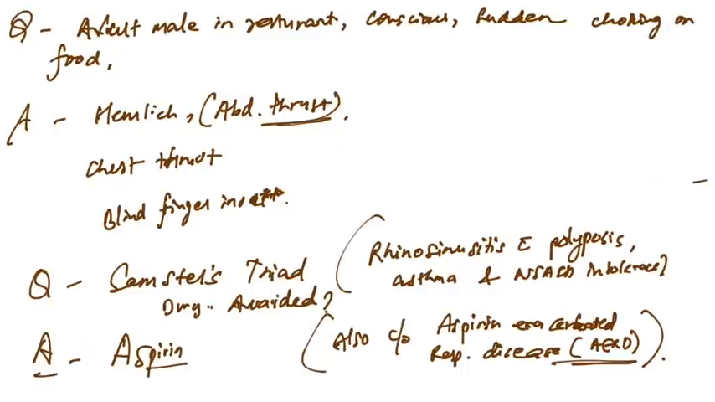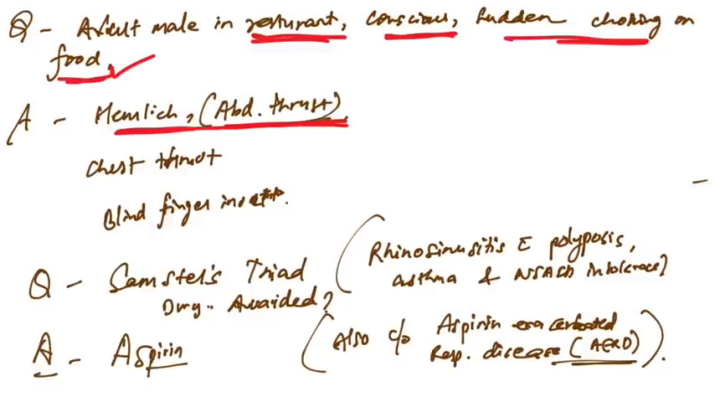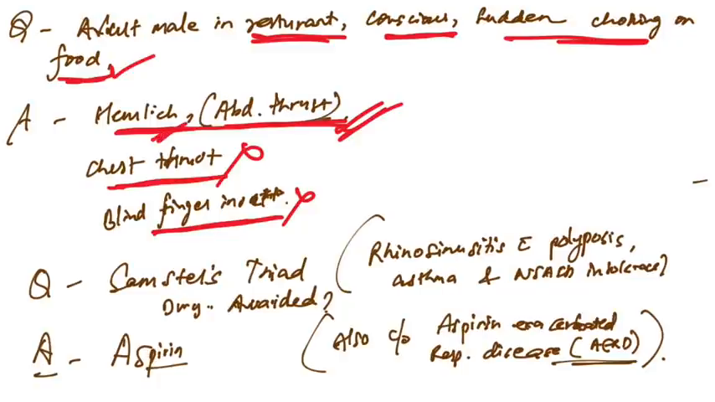Now, an adult male in a restaurant who is conscious has sudden choking on food. What maneuver is done? So the Heimlich maneuver is done, that is the abdominal thrust. Options were abdominal thrust like the Heimlich maneuver, chest thrust, and blind finger sweep. Chest thrust is not done. Abdominal thrust or the Heimlich maneuver is done.